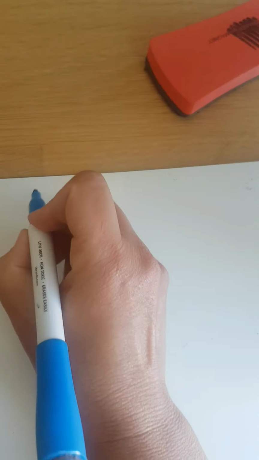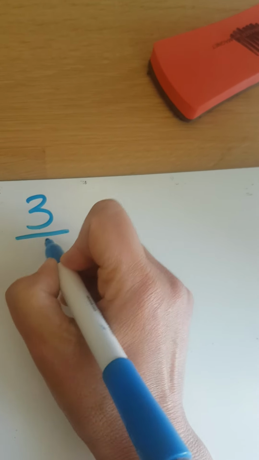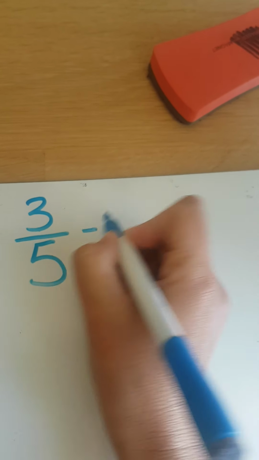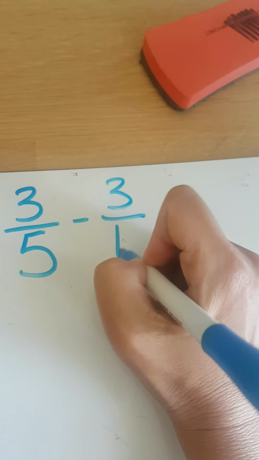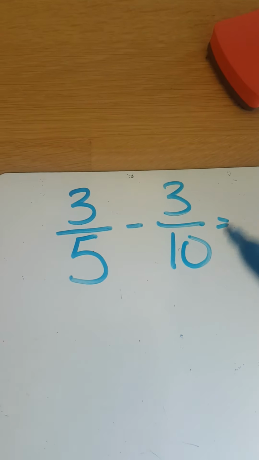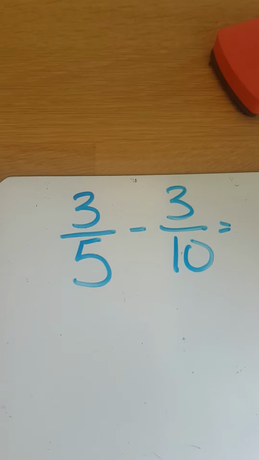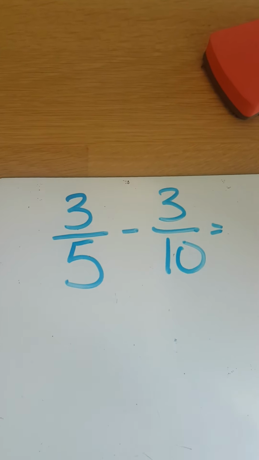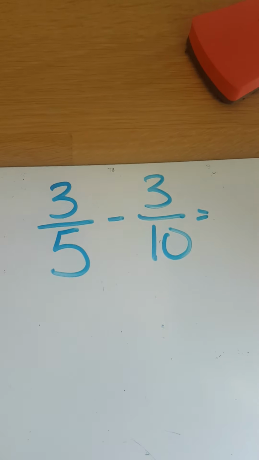Now, let's look at some problems with subtraction. You're going to have the same rule. Let's see. 3/5 minus 3/10. I have the same exact rule. I have to find a common denominator. They can both go into 10. This fraction doesn't need to change.